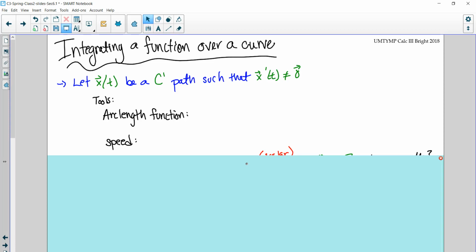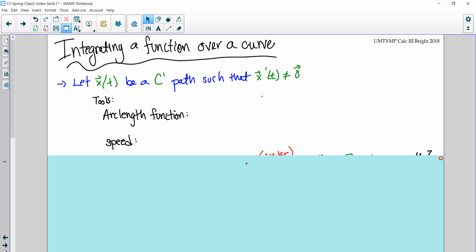In this video, we're going to talk about integrating a function over a curve. This is coming off of our last class on vector fields. We're not going to talk about vector fields exactly in this video, but we will see them later on again. When we talk about a path, we're going to denote it as x of t. We're going to say it's C1, just generally to make things nice, and we also want to make sure that the derivative of our path is not the zero vector.